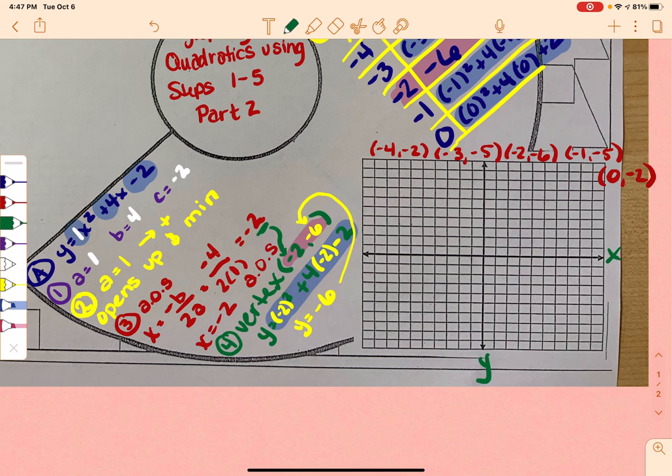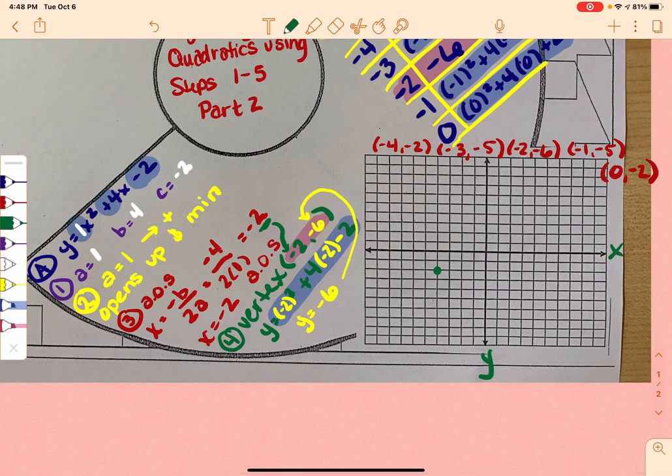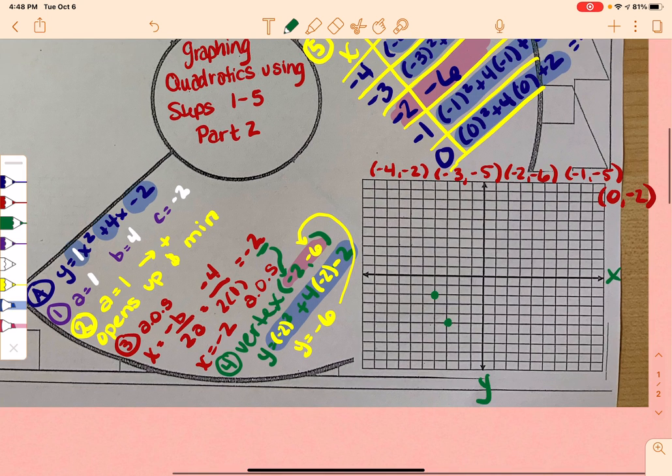2, 3. So -4, -2, -3, -5, -2, -6, -1, -5, and 0, -2.